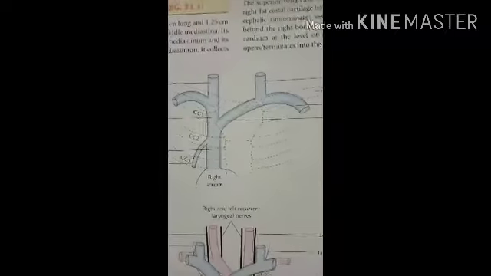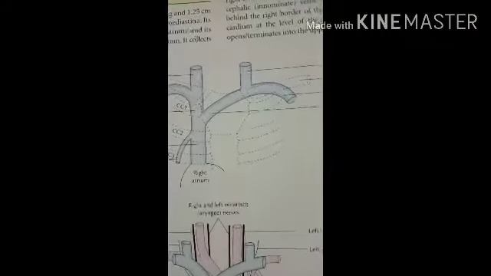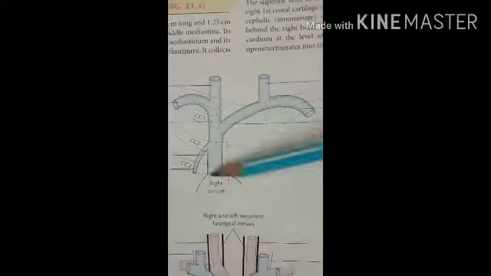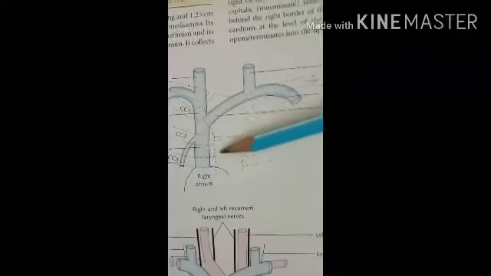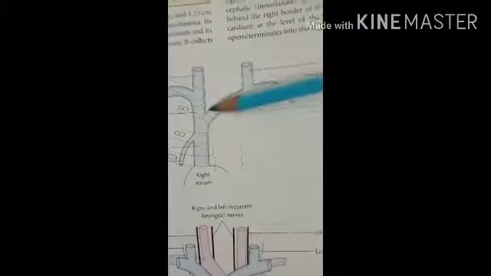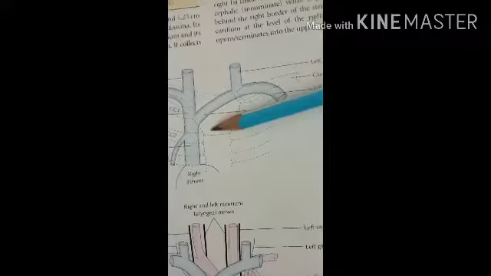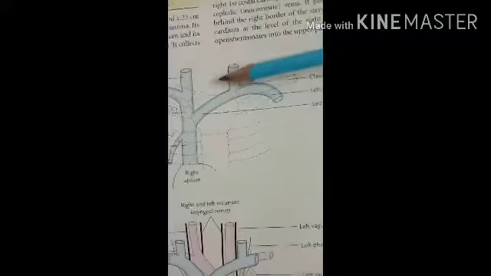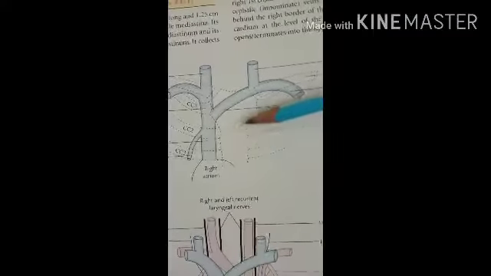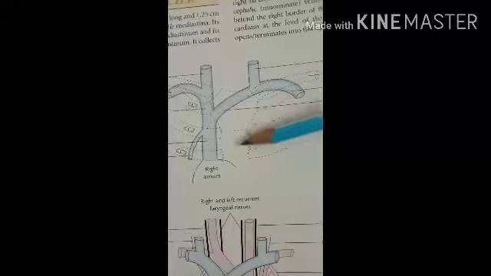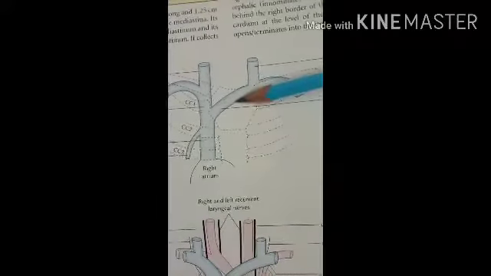After that, see the superior vena cava. Here you can see the superior vena cava, also called the SVC. It is about 7 centimeters long and 1.2 centimeters in diameter. It lies in the superior and middle mediastinum. Its extrapericardial part lies in the superior mediastinum and its intrapericardial part lies in the middle mediastinum.